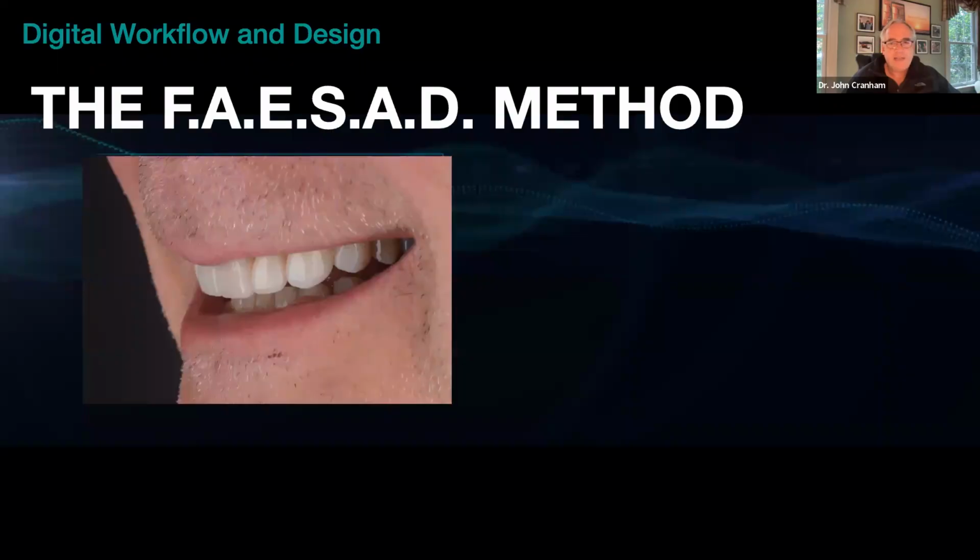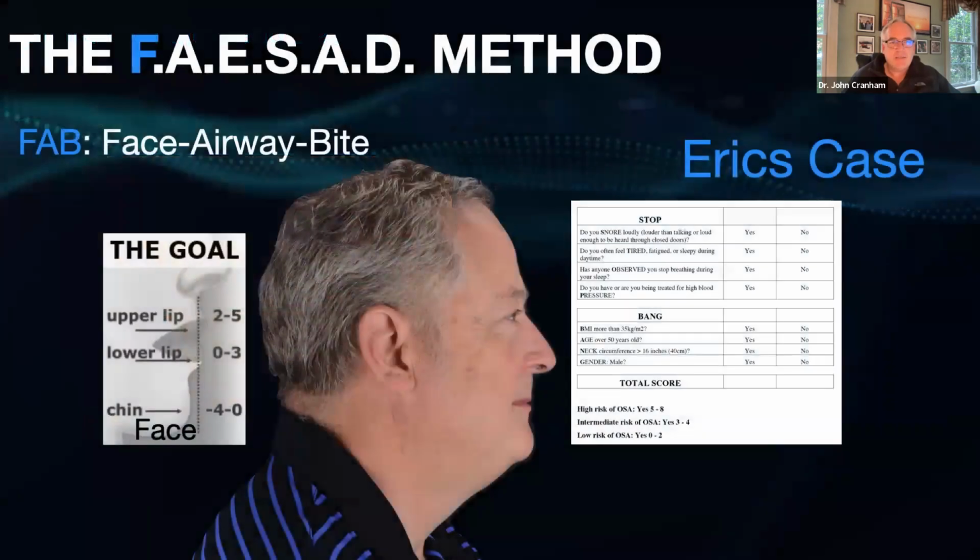So we're going to go ahead and take you through this FACEAD method. The first thing it stands for is FAB, which is face, airway, bite. We want to make sure his profile is okay, that he's breathing okay, that his bite is reasonable. The first thing you'll notice is if we look at Arnett's true vertical line, his lips are back and you do see a little bit of wear and tear.